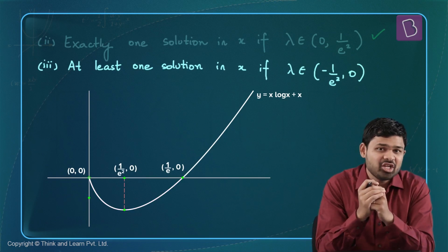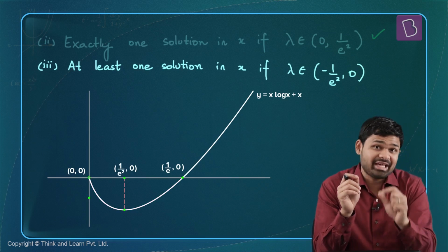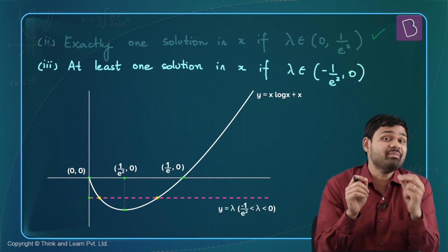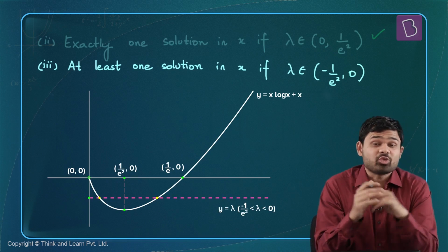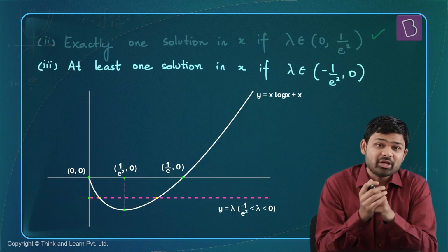In this negative range, for every value of lambda except for when x is equal to 1 upon e square, there are two solutions, correct? There will be two solutions. So when lambda is negative 1 upon e square, when do we get lambda is equal to negative 1 upon e square? It's a difficult equation to solve.